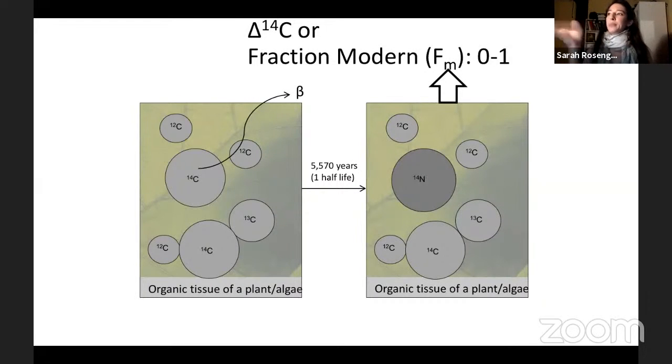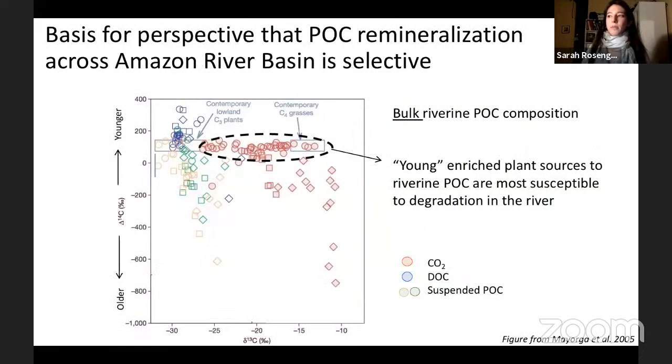And so we express this as capital delta 14C, or fraction modern. I'll be mostly using fraction modern in this talk. And it ranges from 0 to 1, 0 being a very old sample, 1 being a very young sample. So these two proxies, or these two measurements, stable carbon and radiocarbon, have been used a lot for decades in the Amazon River Basin to study the dynamics of organic carbon there.